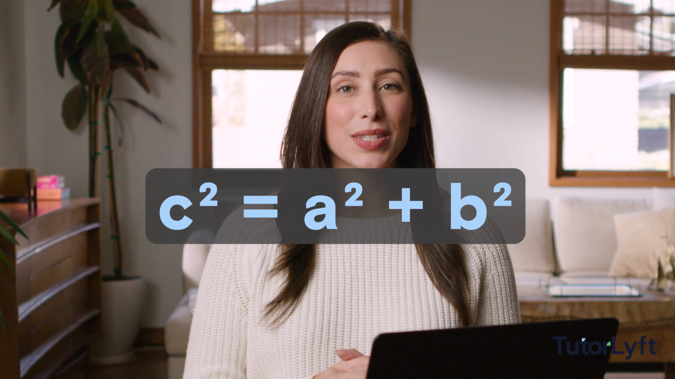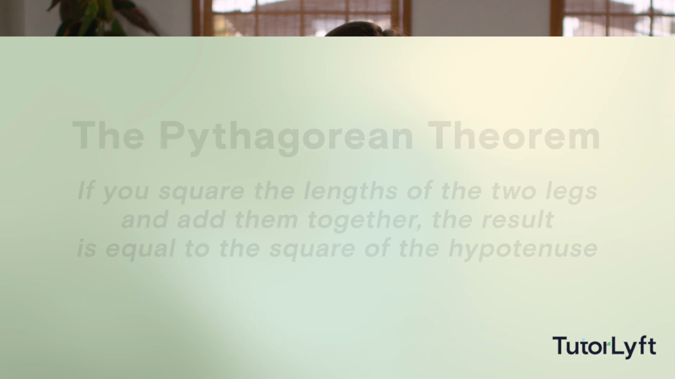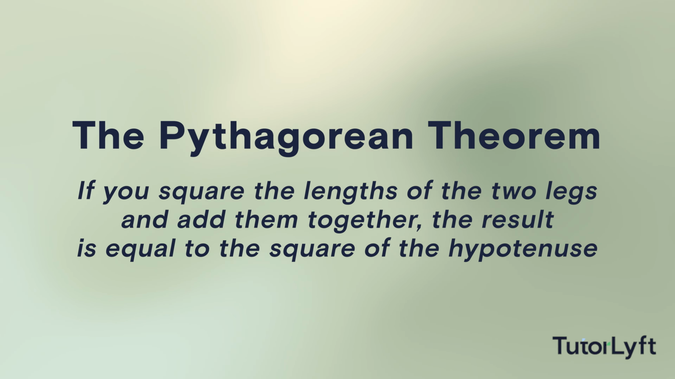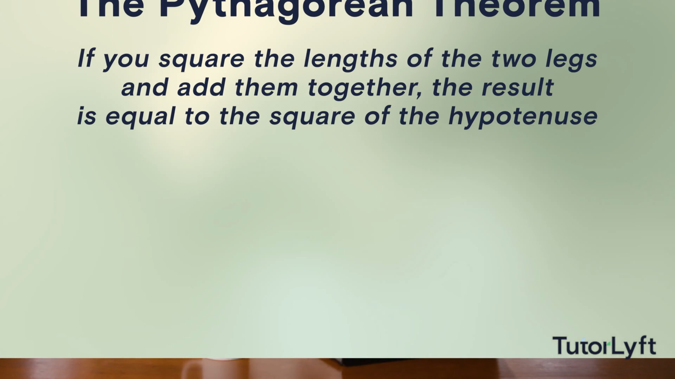Now here's the theorem. C squared equals A squared plus B squared. This equation tells us that if we square the lengths of the two legs and add them together, the result is equal to the square of the hypotenuse. Let's see it in action with an example.